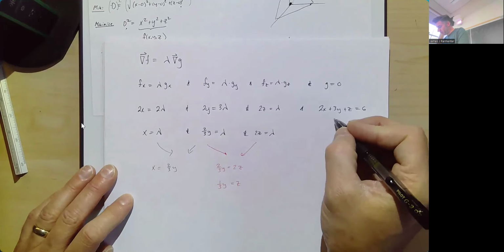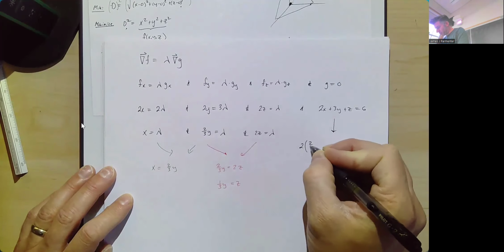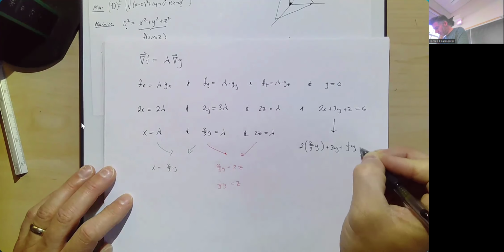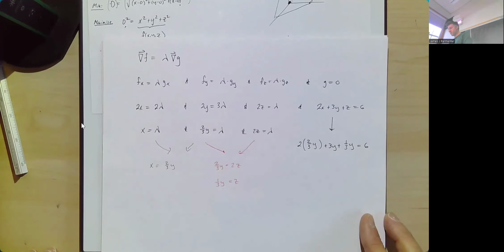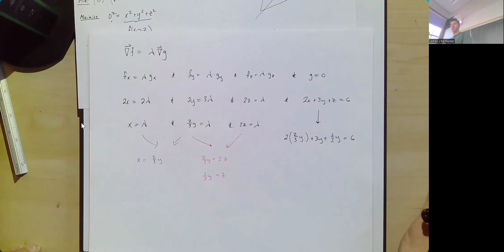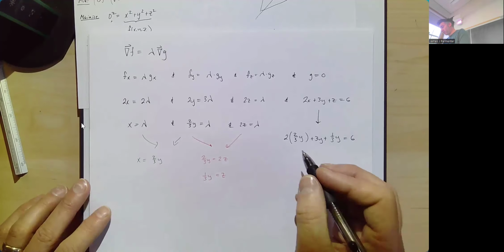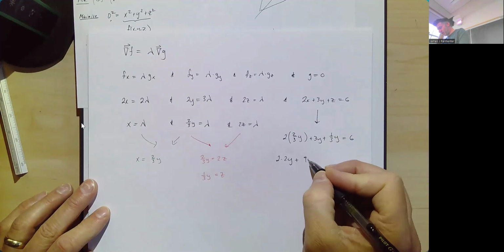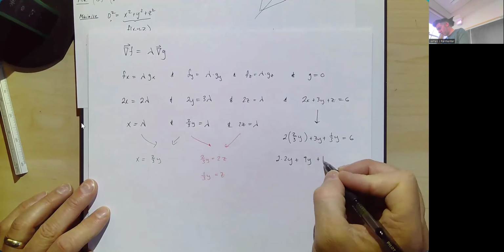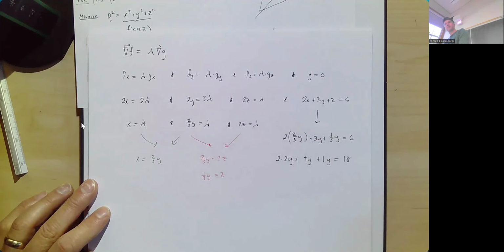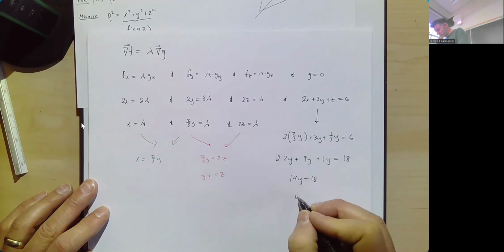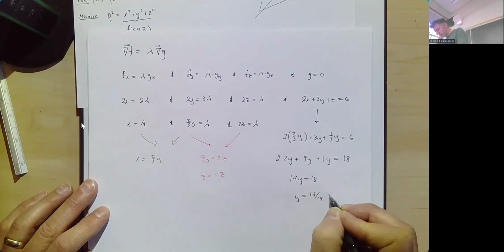So then my constraint is going to be 2 times 2/3 y plus 3y plus 1/3 y equal to 6. I could try to get the common denominator, but that seems silly. Let's just multiply both sides by 3. If I multiply everything by 3 here, the 3 goes away, I get 2 times 2y, 3 times 3 is 9y, and then 3 times 1/3 is just 1y, equal to 6 times 3. So I have 4 plus 9 plus 1, so I have 14y equal to 18. So y is going to be 18 over 14, which reduces to 9 over 7.